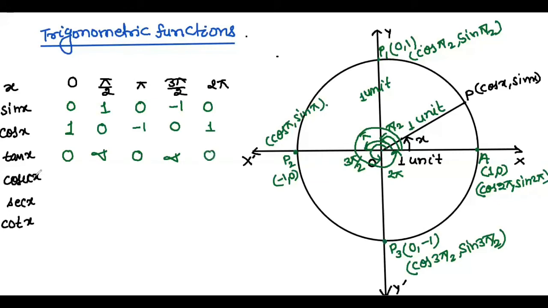Then cosec x value, that is 1 by sin x. So 1 by 0, that is infinity. This is 1 by sin x, so it is 1, then again infinity. This is -1, then infinity. Then sec x, we know that this is 1 by cos x, so this is here 1, then infinity, then -1, then infinity, then 1. Then cot x we can write as 1 by tan x, so this is infinity. This is 0, then infinity, then 0, then infinity.